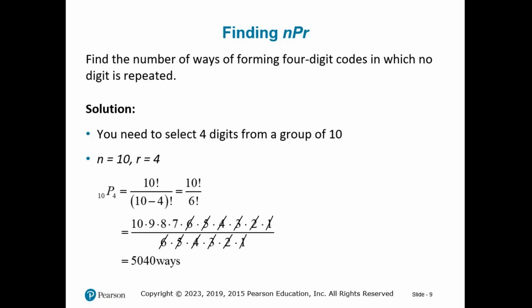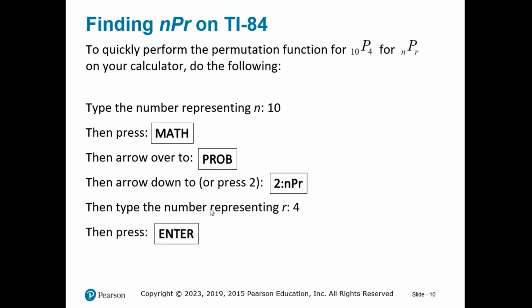Now doing this by hand works fine for a problem like this, but there's a much easier way to do this on the calculator. Let's do that now. To quickly perform the permutation function 10 permute 4, you first type in the number representing n. In this case it was 10. Then press the math key, then arrow over to probability, then arrow down to or press the number 2. Then type the number representing r, in this case it was 4, then press enter. We get the same answer, 5,040.